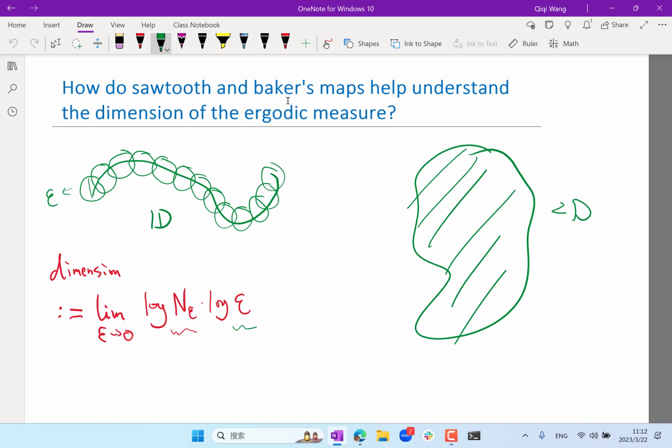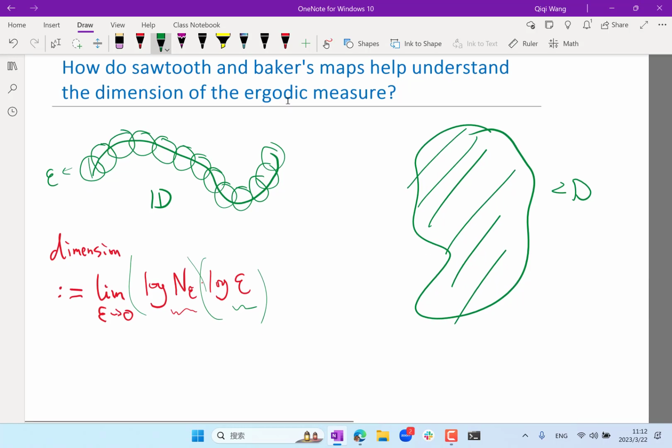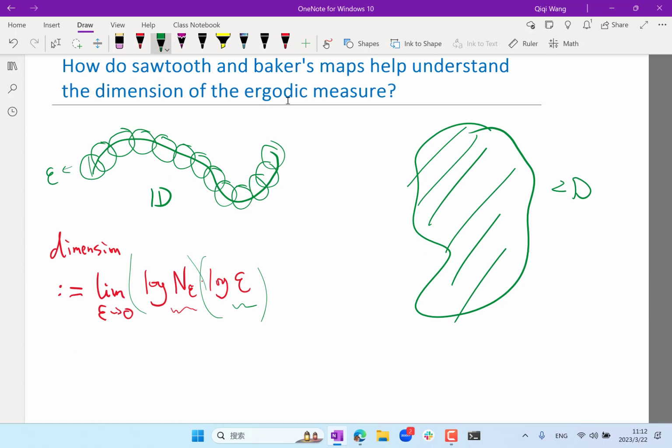Right? The limit, as this part reduces, this part increases. So essentially, what we get is the logarithm. Actually, sorry, the other way. It's actually the ratio of these, and I need the minus sign. So it's the ratio of the logarithm of n divided by the logarithm of epsilon.